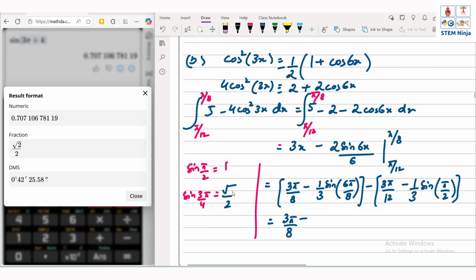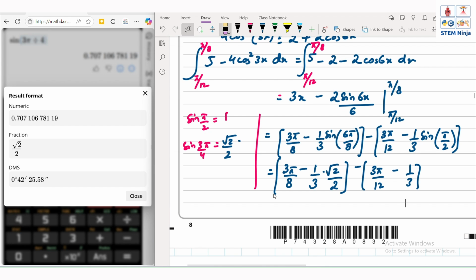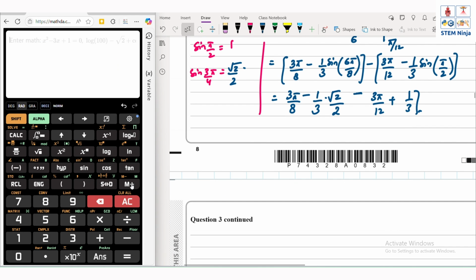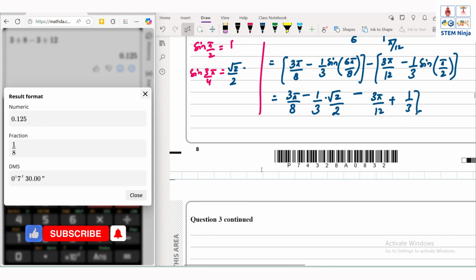Yes, all right. So let's do that. Right. So 1/3 of square root 2 over 2, minus 3 pi by 12, minus 1/3. Now, when you remove the brackets, we can deal with the signs. So this becomes negative, the other one becomes positive. Right. So 3 pi by 8 minus 3 pi by 12. So 3 divided by 8 minus 3 divided by 12. That is 1 over 8 pi.